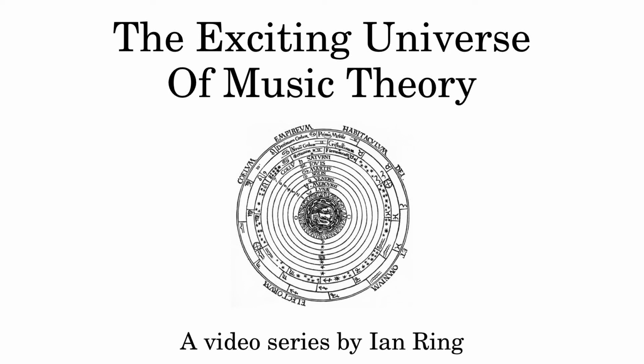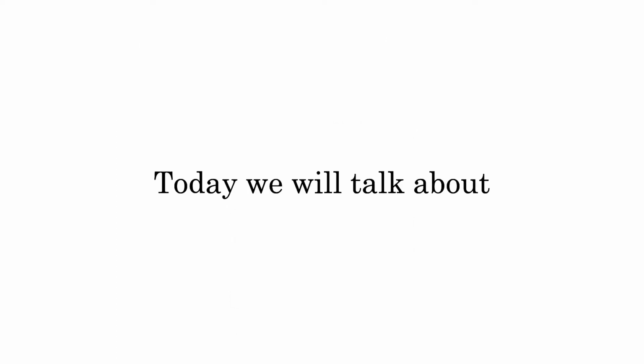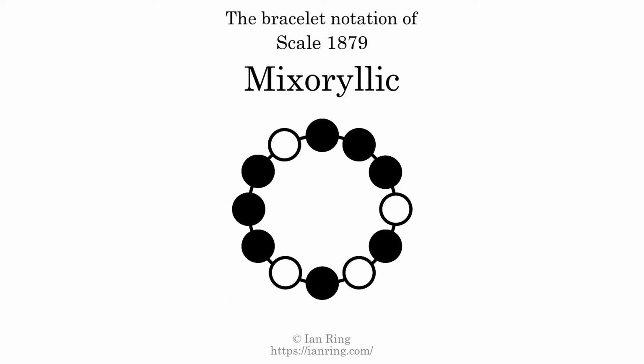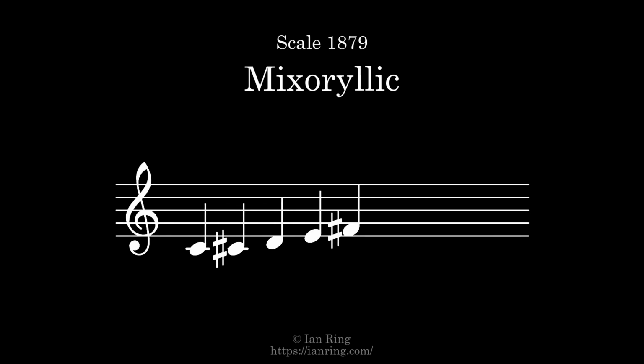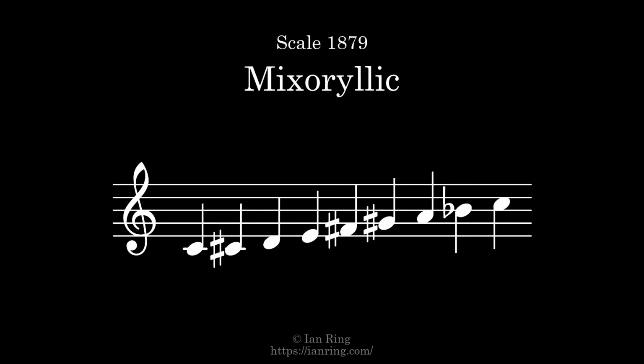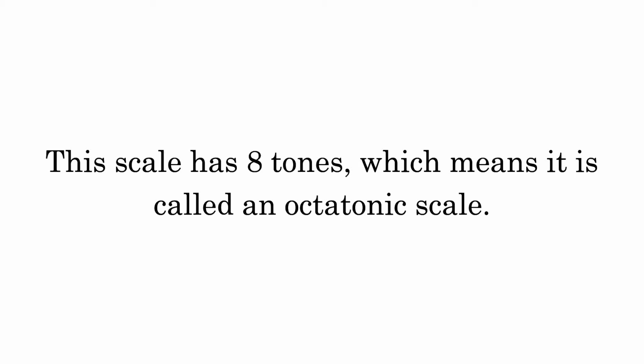Welcome to the exciting universe of music theory. Are you ready to learn? Then let's begin. Today we will talk about scale 1879, Mixolydian, which sounds like this. This scale has 8 tones, which means it is called an octatonic scale.